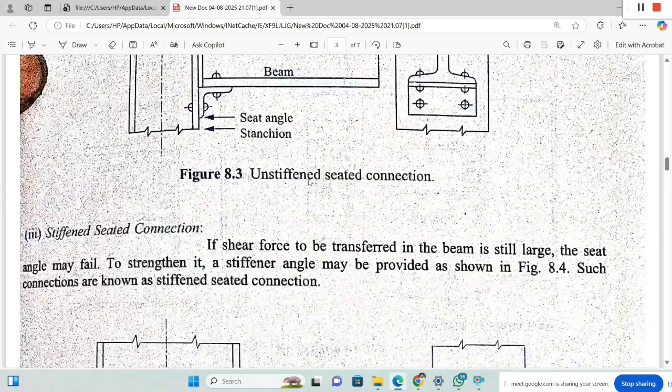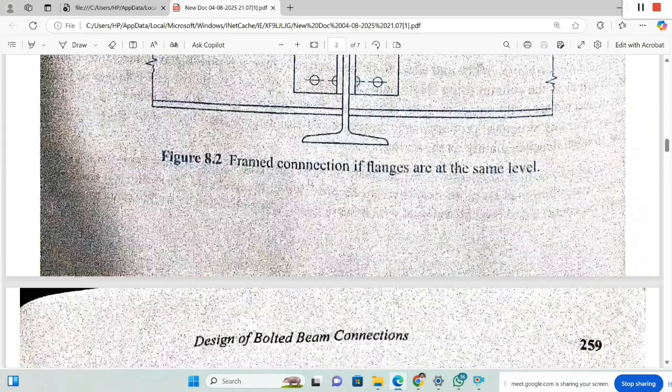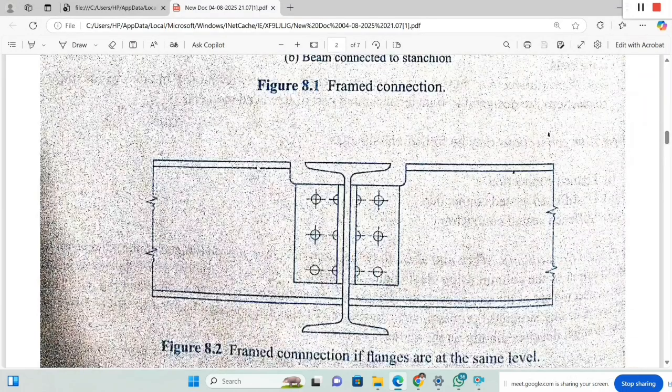The top of the connection should be at the same level, so this is one beam and this is the another beam, secondary beams. So the secondary beams' flanges may be cut like this, so that the top surface will be in line to the main beam. So this is in the case of simple beam connections.